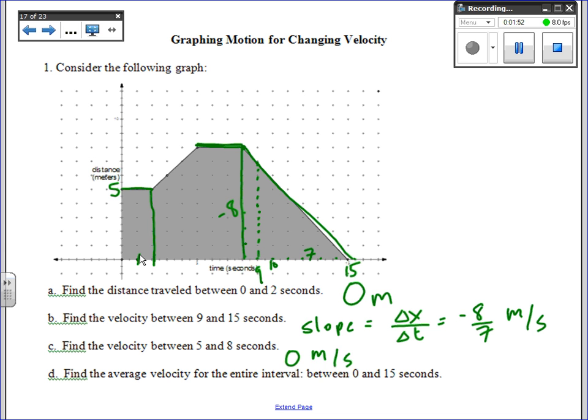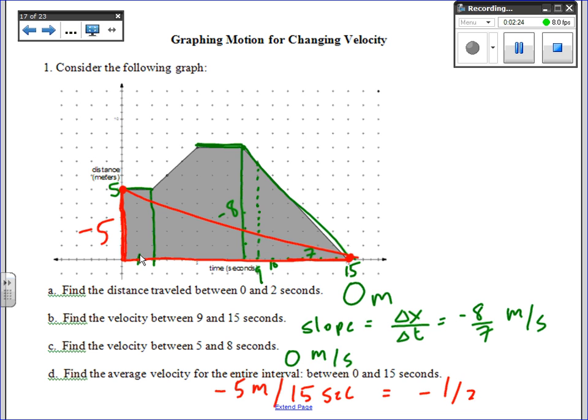Finally, question D, find the average velocity for the entire interval between 0 and 15 seconds. To find average velocity, I only need to look at the initial and final position and time. So I start at 5 meters at 0 seconds, and then over 15 seconds, I travel to 0 meters. So my slope here is negative 5 meters over 15 seconds, or if I reduce that, negative 1/3 meters per second.